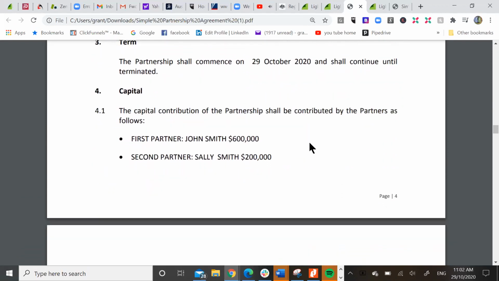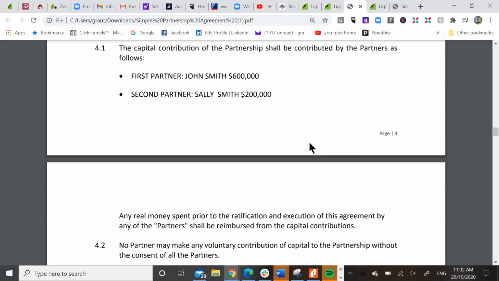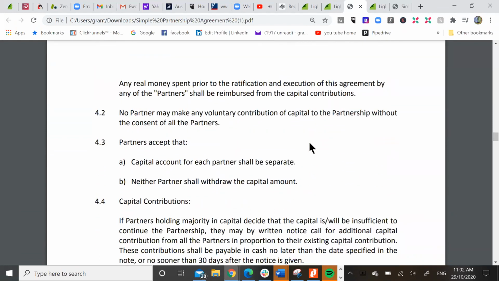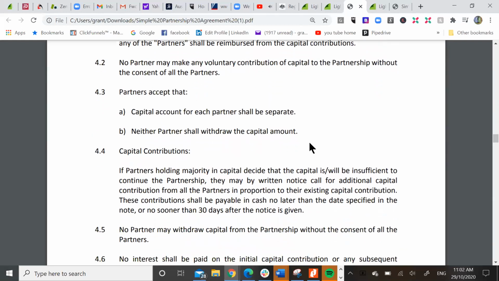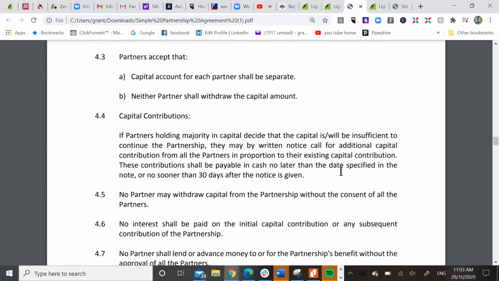First partner, John, $600,000. So any losses, 3/4 will go to John, and obviously we've got there a quarter or 25% would go to Sally. We talk about the capital account there. So each partner's capital account is separate. So we've got here, if partners holding majority in capital decide the capital is or will be insufficient to continue the partnership, they may, by written notice, call for additional capital.